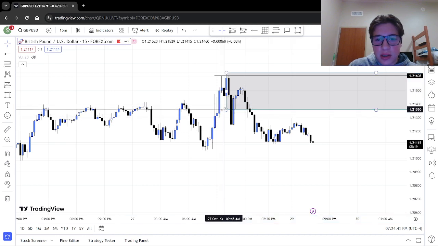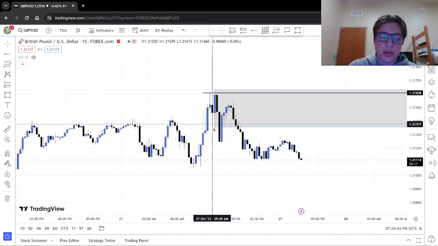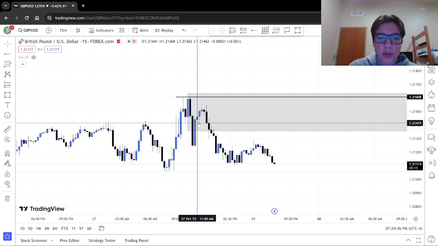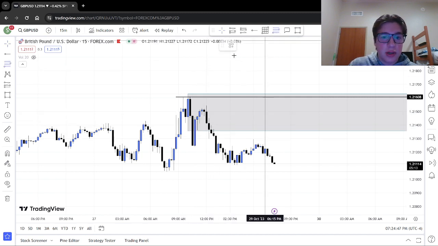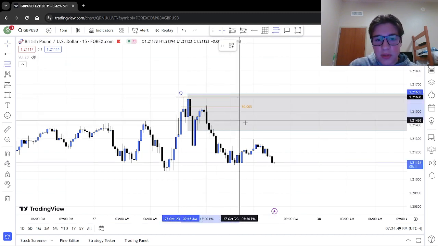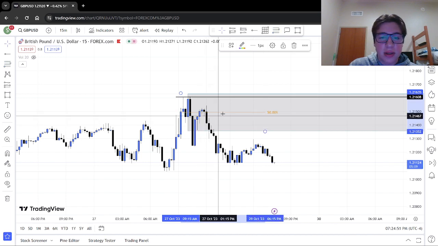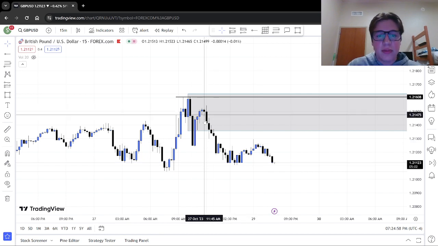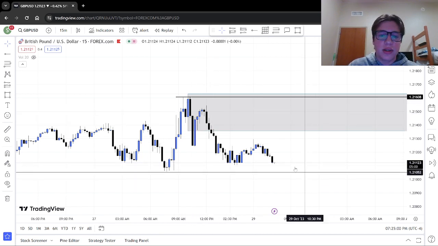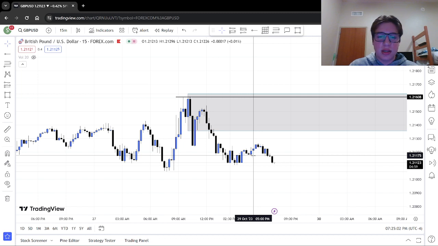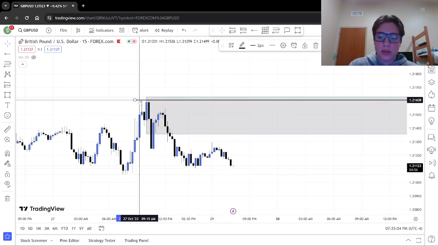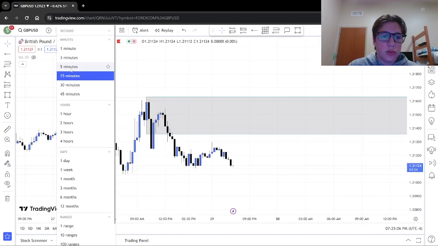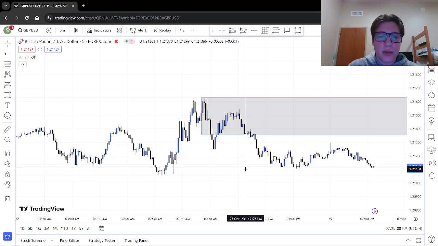Structure broken to the downside, that's that low, boom, structure broken to the downside, price pushes back up, and this is what? Price pushes back up around the 50% mark of that order block. Look at that, guys. These markets speak for themselves. Price pushes back up around the 50% mark. Boom, falls down. And what has it done since? It's kept falling.